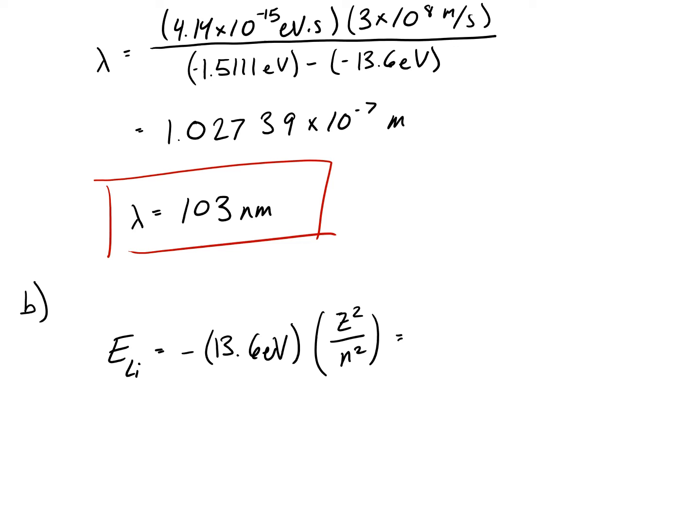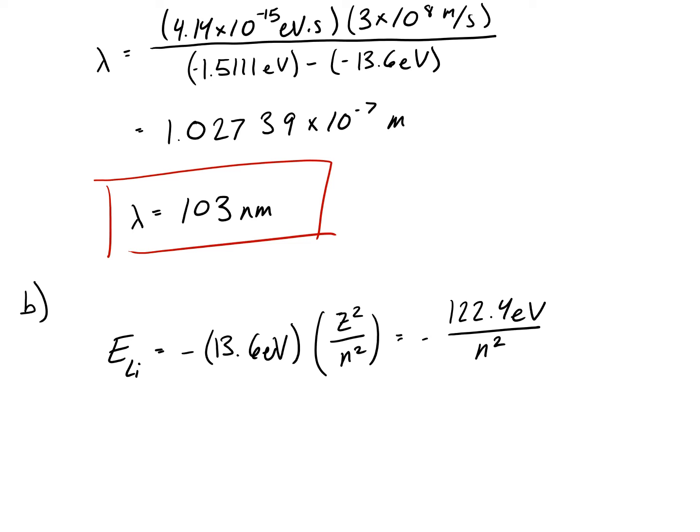Basically, it's our atomic number. For lithium, that is 3. So that means that we can multiply negative 13.6 times 9, which gives negative 122.4 electron volts divided by N squared. So now we have the ground state energy for lithium.